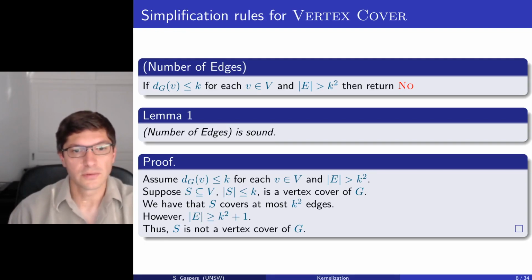So to prove that this rule is sound, we assume that the degree of every vertex is at most k, and the number of edges is more than k squared, and suppose S is any vertex cover of size at most k. But then S covers at most k squared edges. However, the number of edges is at least k squared plus 1, therefore S is not a vertex cover of G. So therefore this rule is sound.